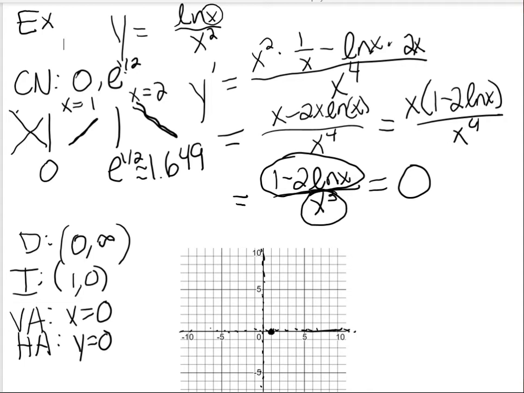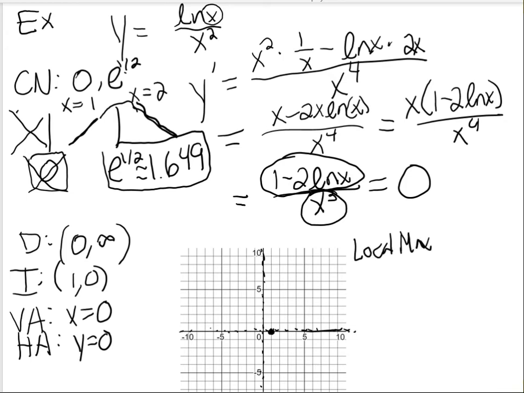Well, if we look at our chart, 0 cannot be a relative extreme value because it's not defined for values less than 0, and it's not in the domain. But e to the negative 1/2, if we look at it, is going to be a maximum. So the local max that we have here is going to be y of e to the 1/2.